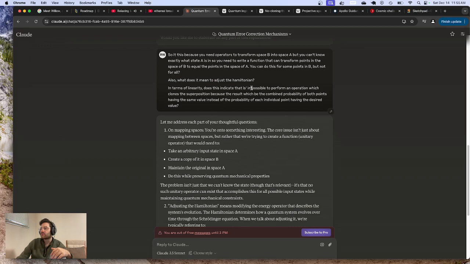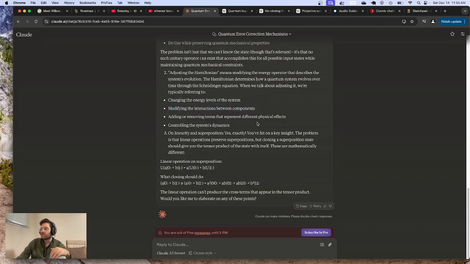What was that? It is impossible to perform an operation which clones because the result would be the combined probability of both points having the same value instead of the probability of each individual. Yes, exactly. You've hit on a key insight. The problem is that linear operations preserve superpositions, but cloning a superposition state should give you the tensor product of the state.